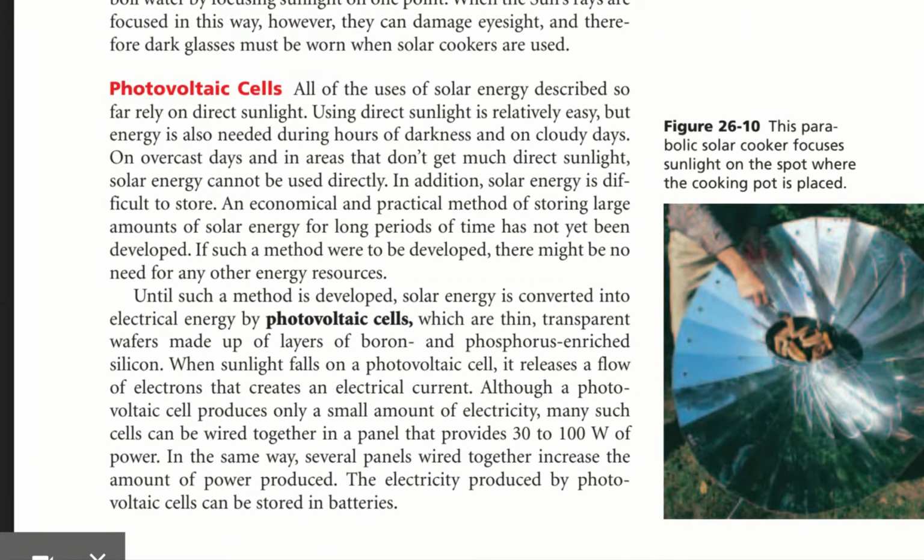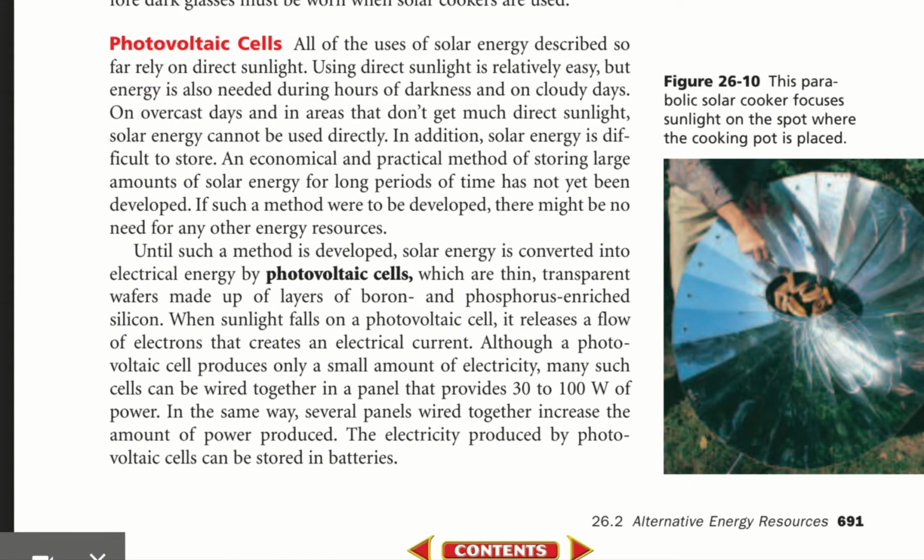Photovoltaic cells. All of the uses of solar energy described so far rely on direct sunlight. Using direct sunlight is relatively easy, but energy is also needed during hours of darkness and on cloudy days. On overcast days and in areas that don't get much direct sunlight, solar energy cannot be used directly. In addition, solar energy is difficult to store. An economical and practical method of storing large amounts of solar energy for long periods of time has not yet been developed. If such a method were to be developed, there would be no need for any other energy resources.